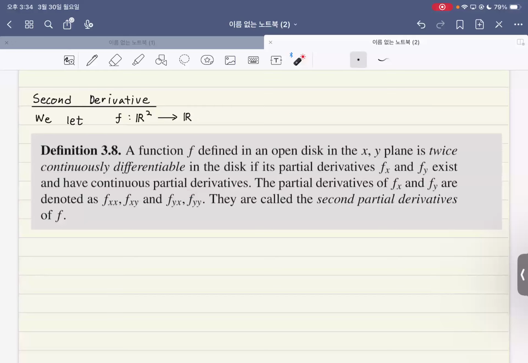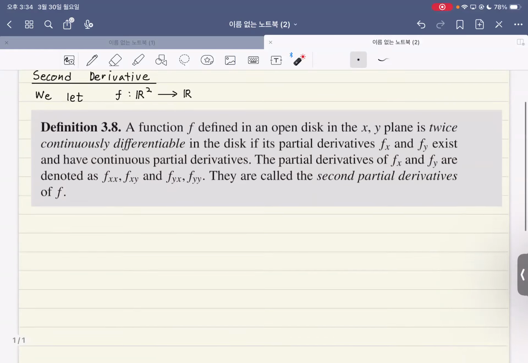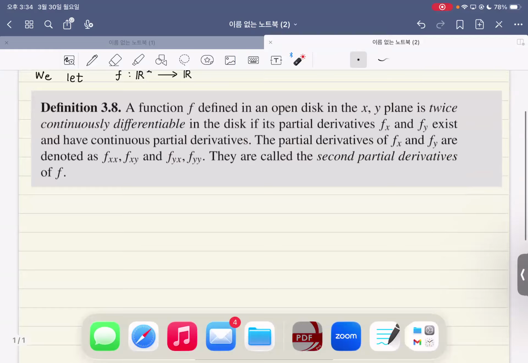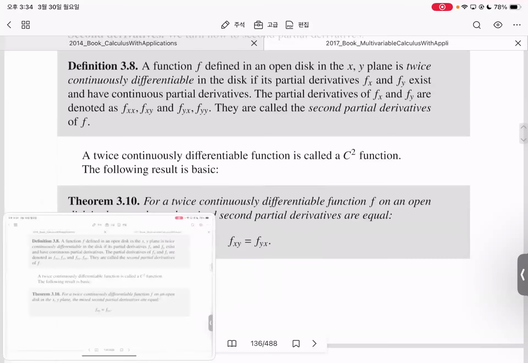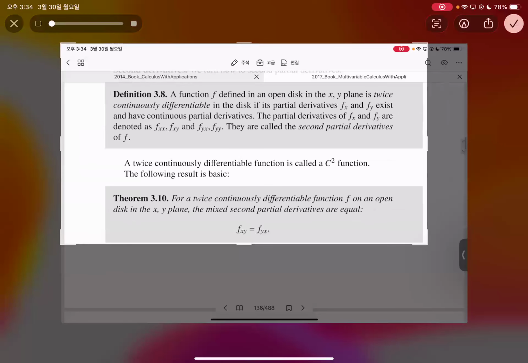So in principle, for any given such function, you have these four different second partial derivatives. But it turns out that if your function is nice enough, then f_xy and f_yx are actually the same thing. This is called the Clairaut theorem. I do not remember his name, but that can be summarized like this.